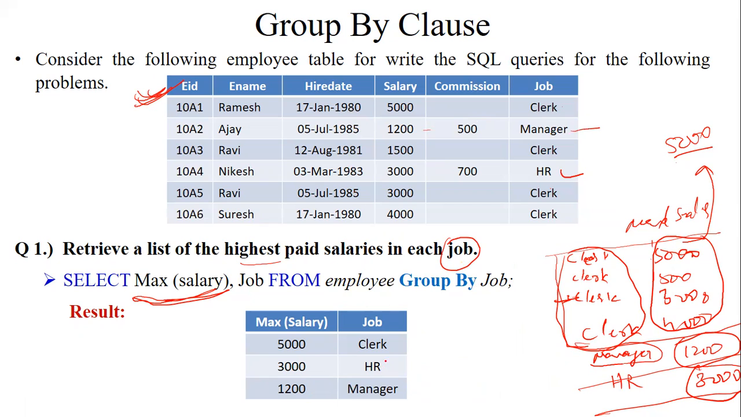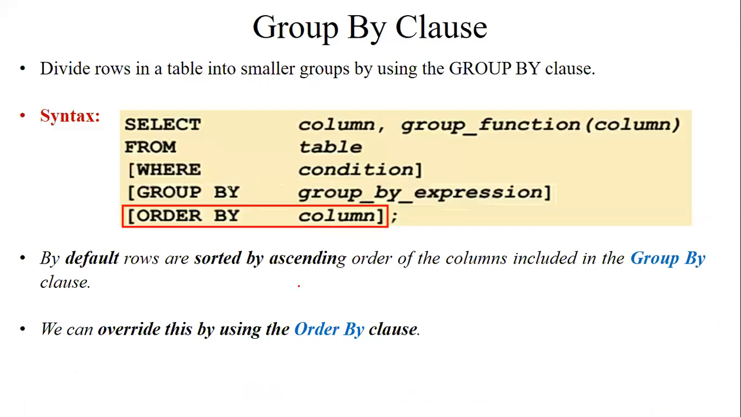It is not alphabetical order. Whenever you are applying group by clause according to the job, the rows will be sorted according to the job. So job is automatically sorted in ascending order. I think I have written this line. By default, rows are sorted in ascending order of the columns included in the group by clause.